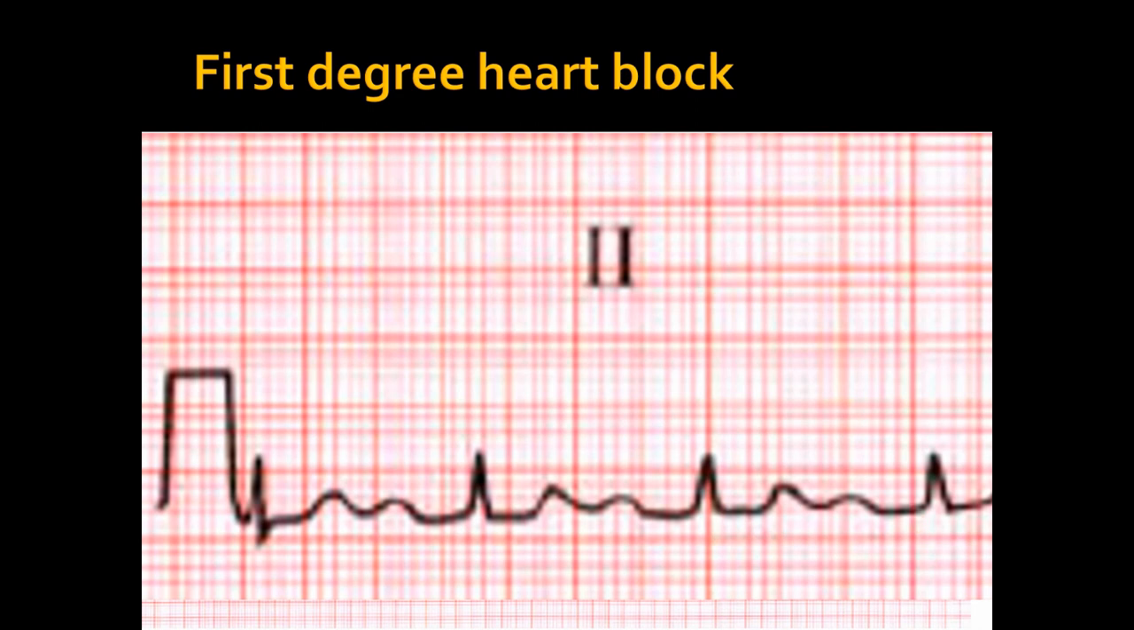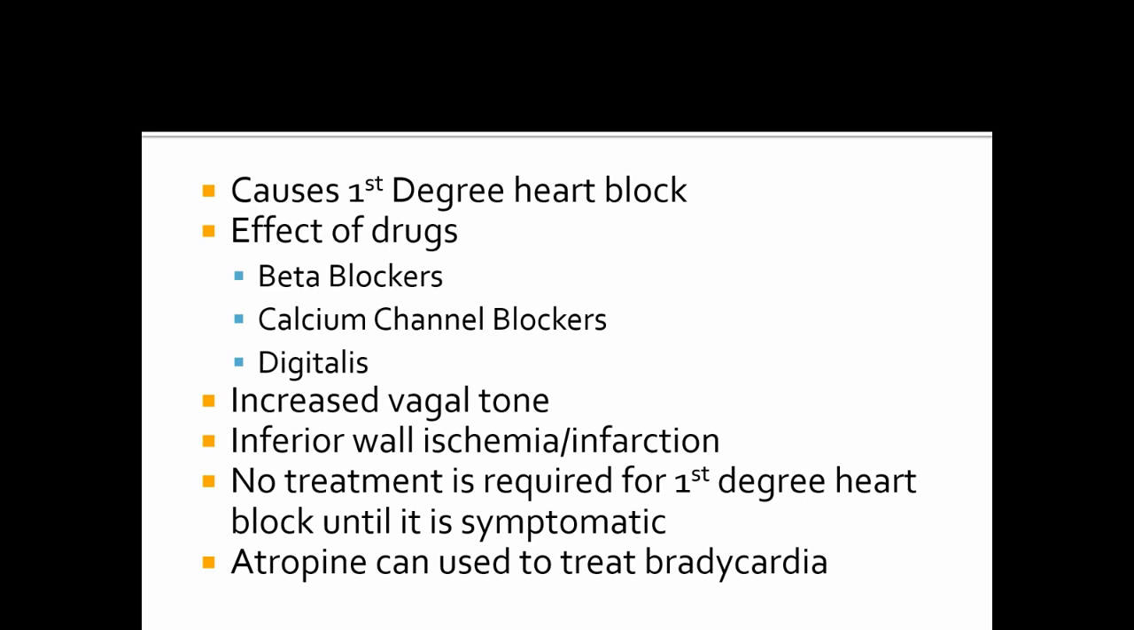So this is prolonged. Causes of first degree heart block: it can be because of the drugs, beta blockers, calcium channel blockers. ये दोनों हार्ट रेट को कम करने वाली ड्रग्स हैं. इस तरह डिजिटैलिस भी हार्ट रेट को कम करती है, इलेक्ट्रिकल एक्टिविटी को स्लो कर देती है, जिसकी वजह से PR इंटरवल बढ़ता है. वैगल टोन अगर किसी वजह से बढ़ जाए, जैसे कैरोटिड बल्ब को अगर कोई मसाज करे तो वैगल टोन बढ़ जाती है.